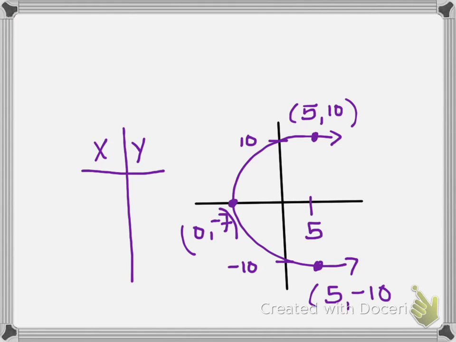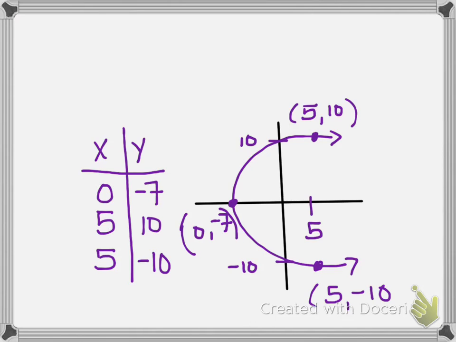3 points. Awesome. Good. Now, the ones that we want to talk about are, of course, the ones that would have failed the vertical line test. So we can throw that (0, negative 7), and then we'll throw the (5, 10), and then we'll throw the (5, negative 10).